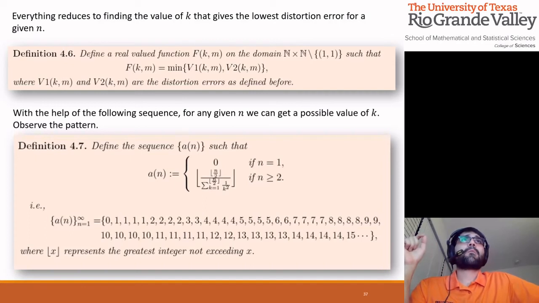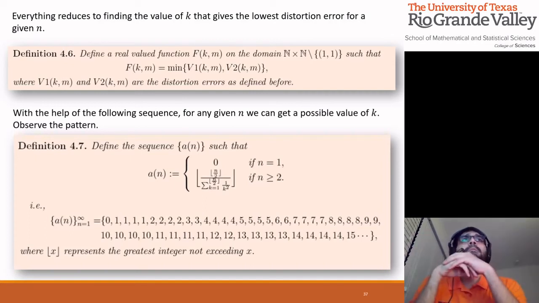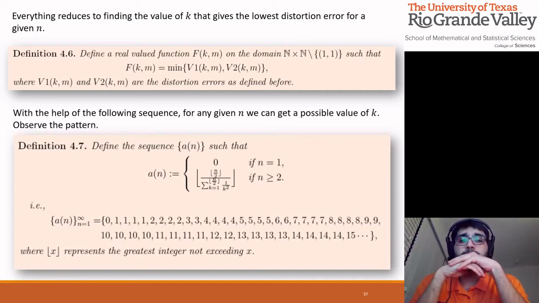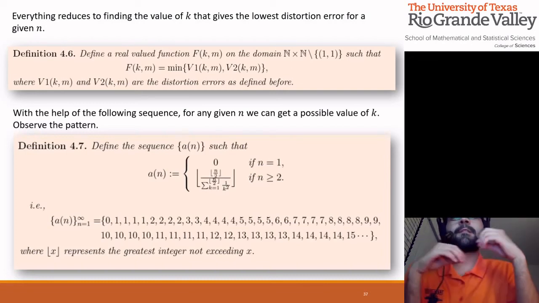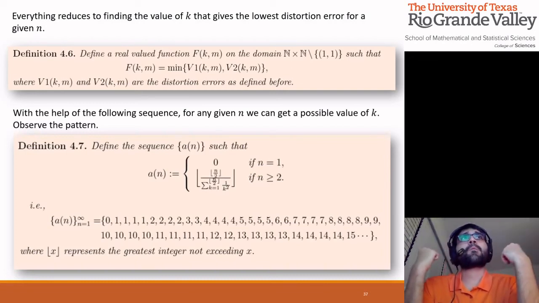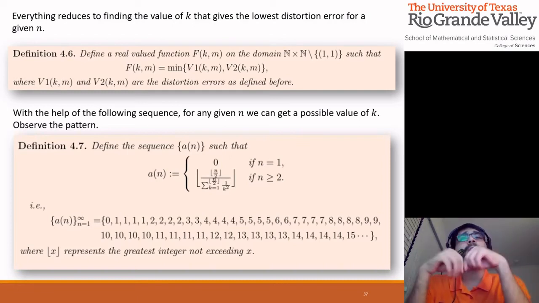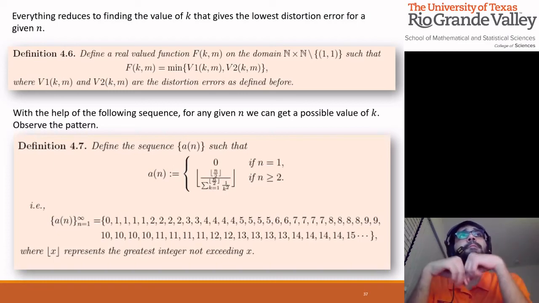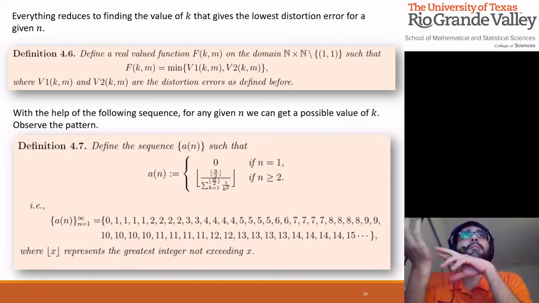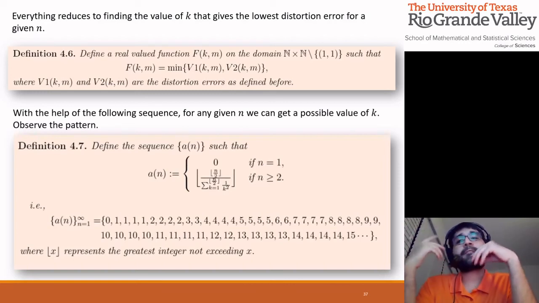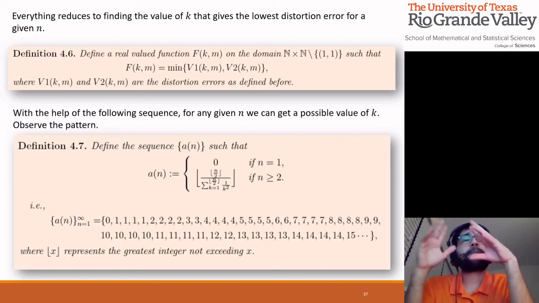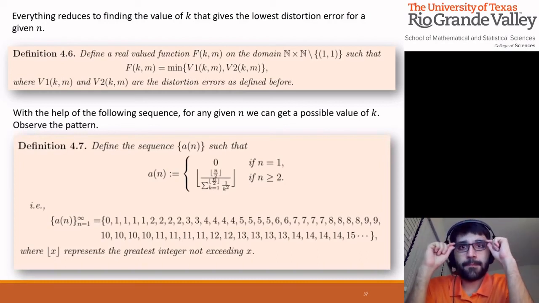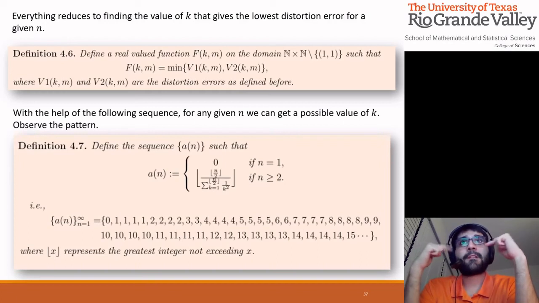And what we have discovered so far is that if we find the value of k, we can then use the propositions 4.1, 4.2, and 4.3 to find the lowest distortion error, depending on where the boundary of the border region is located, and we also have to consider if n is even or odd.